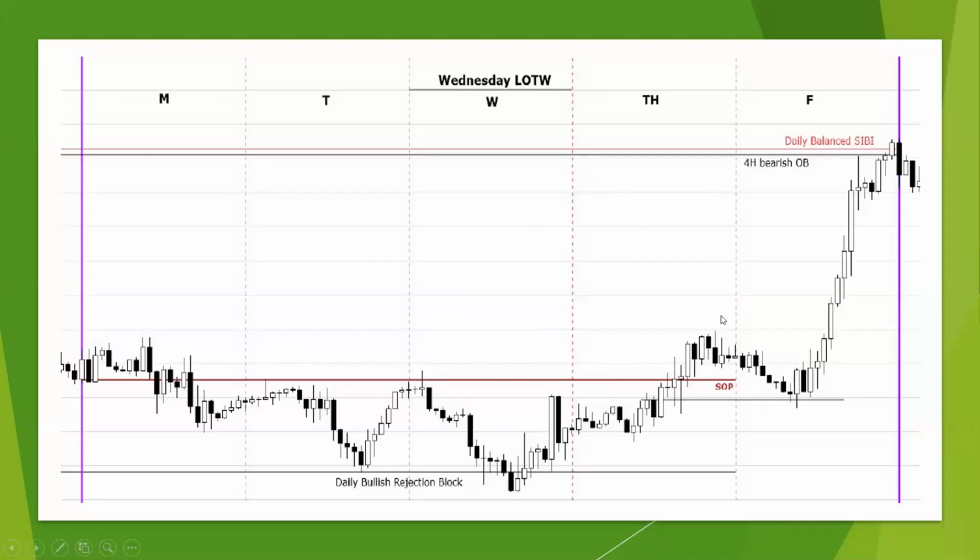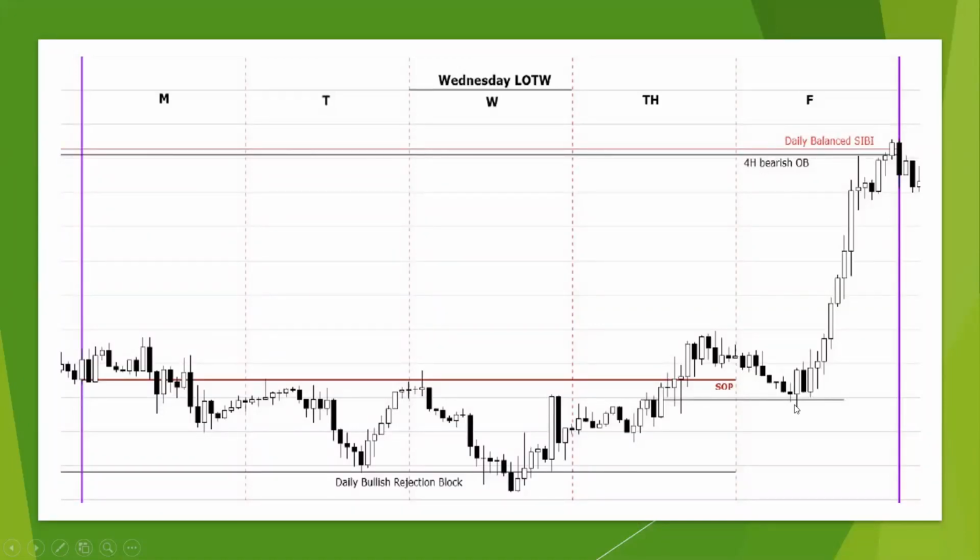Look what we did on Thursday, right? Price Monday set this high here. We traded down, ran the intra-week low, set the low of the week on Wednesday, traded all the way back up here Thursday, and set equal highs. Is that going to be the high of the week? Most likely not. So we're still expecting our weekly expansion into a premium array, which we've outlined here as our daily balanced SIBI and our 4-hour order block.